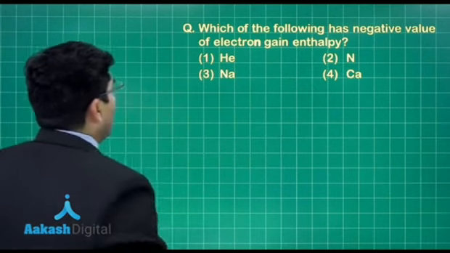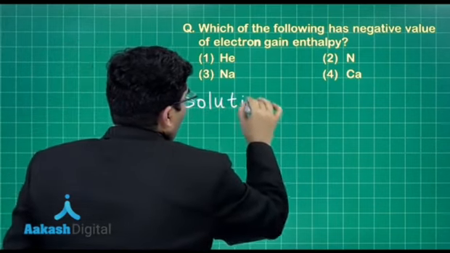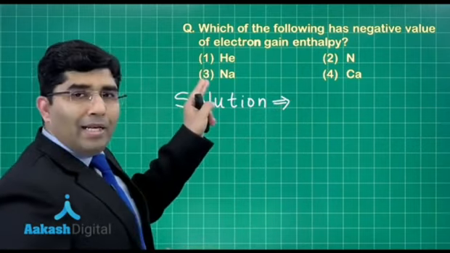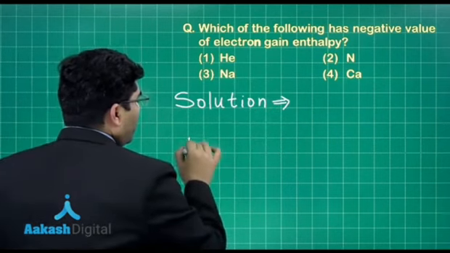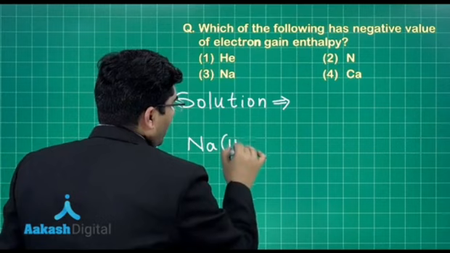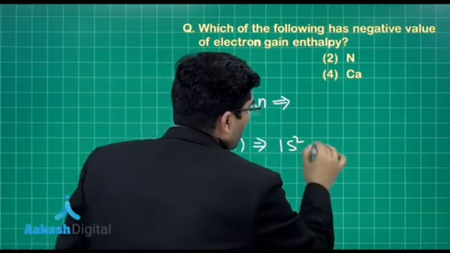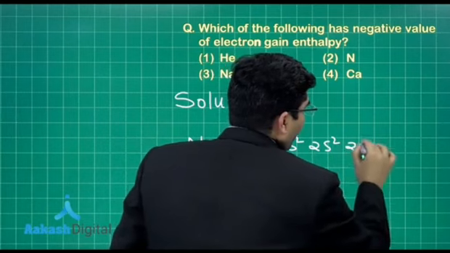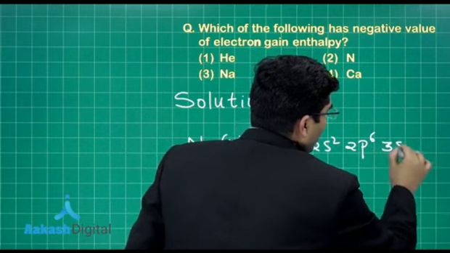So, the solution, if we write, sodium is an alkali metal, calcium is an alkaline earth metal. The electronic configuration of sodium, atomic number 11, that is 1s2, 2s2, 2p6 and 3s1.